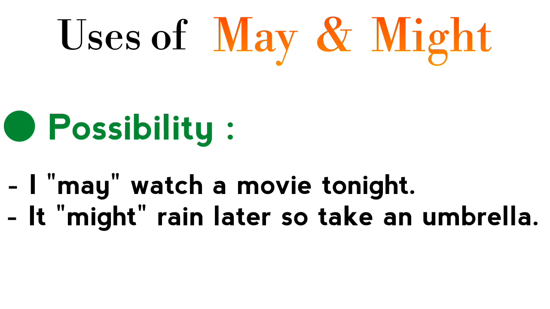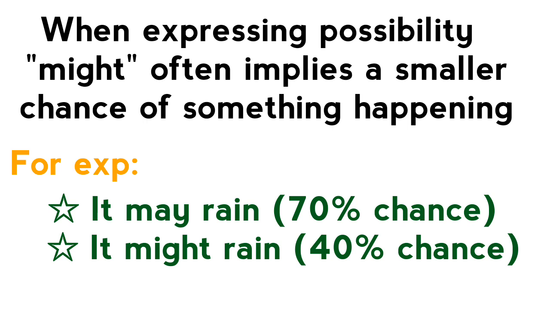Use may and might to express possibility. For example, I may watch a movie tonight. It might rain later, so take an umbrella. When expressing possibility, might often implies a smaller chance of something happening.